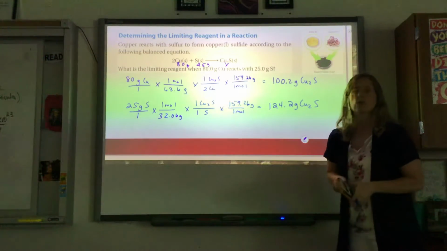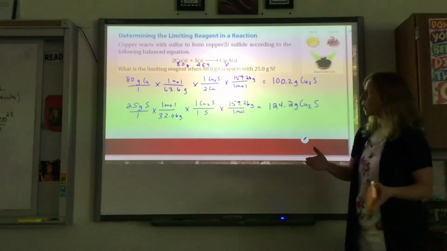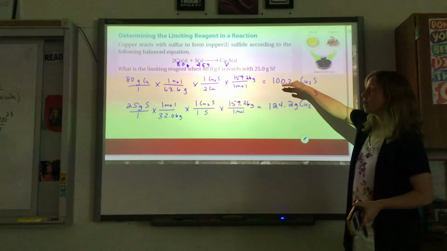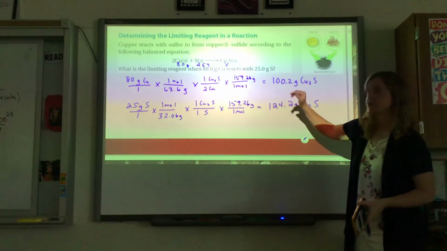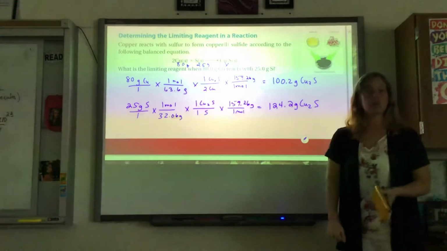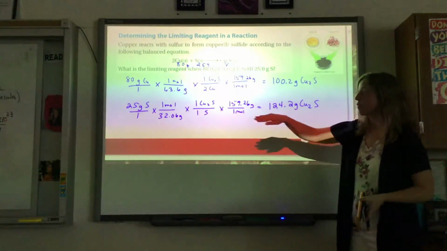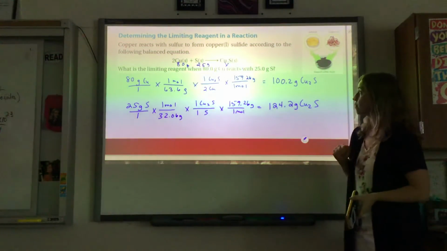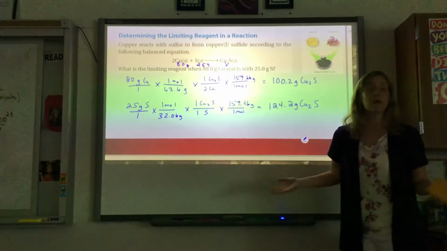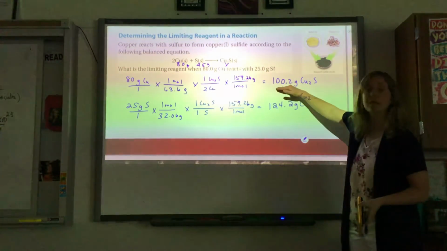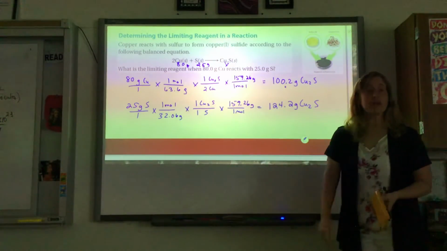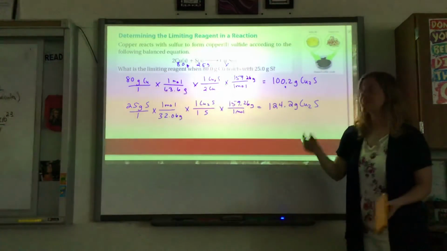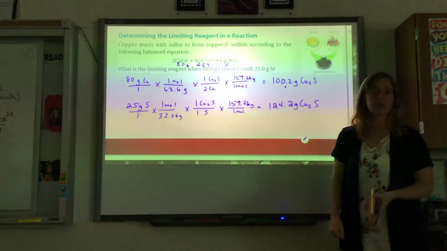Okay, so what does this tell us? Well, if I have 80 grams of copper, the most I can produce of copper sulfide is 100.2. The 25 grams of sulfur can produce 124.2 grams. We don't have that much because we're already limited at 100 right here. So the limiting reagent here is going to be our copper. It's limiting how much product can be produced.